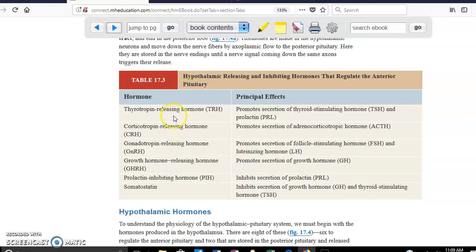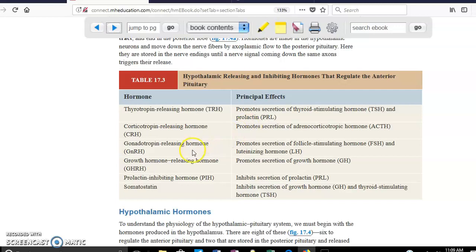So what hormones is the hypothalamus going to release in order to control the pituitary? That's what you have right here. It is going to release thyrotropin releasing hormone that is going to stimulate the release of TSH, as you can see here, and prolactin by the pituitary gland. It also produces corticotropin releasing hormone, CRH. What the pituitary is going to do is release adrenocorticotropic hormone, which is ACTH.